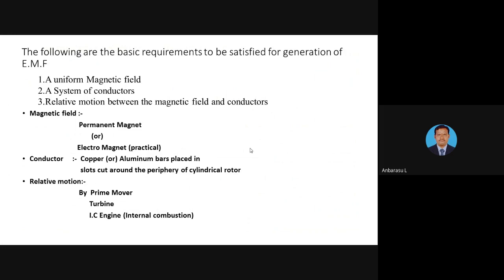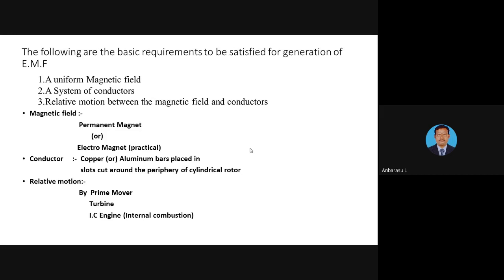Next, there are basic requirements for the generation of induced EMF in a DC generator. What are the basic requirements? The first one is a uniform magnetic field. Next is a system of conductors. The third one is the relative motion between the magnetic field and the conductors. These three things are very important to satisfy the generation of induced EMF in a DC generator.